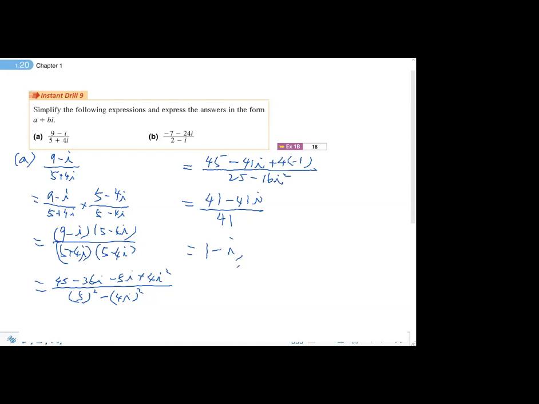Okay, and then for part B, let me do it here. Part B, so we will have negative 7 minus 24i over 2 minus i. It is equal to negative 7 minus 24i over 2 minus i times 2 plus i over 2 plus i. Okay, and then you really multiply them together.